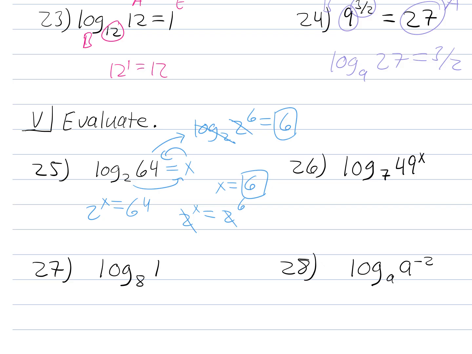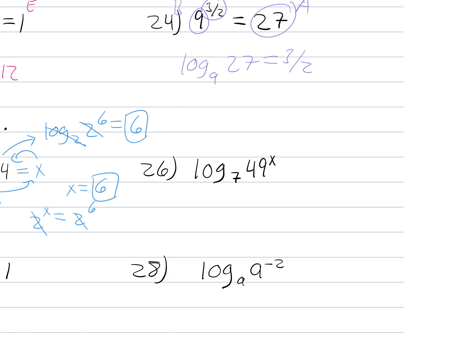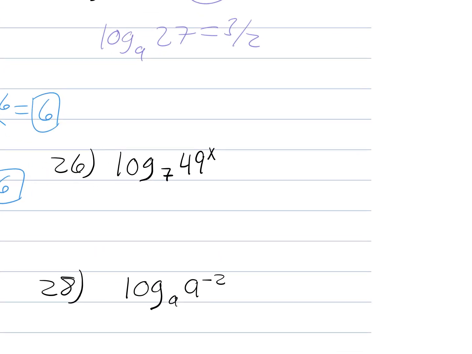That's something that I would do for 26, for example, because I don't like having too many variables in one problem. So if you wanted to convert it to exponential, there's already an x here. So I would set it equal to y or something like that. And I would convert it to exponential. So we get 7 to the y equals 49 to the x.